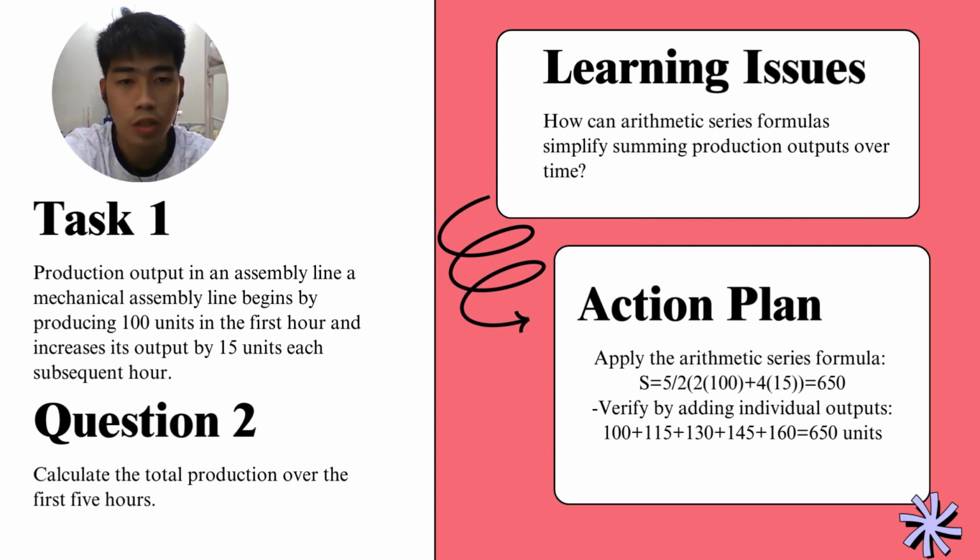Down to the next one, which is the learning issue. How can the arithmetic series formula simplify summing production output over time? The action plan will be to apply the arithmetic series formula: S equals 5 over 2 times 2 times 100 plus 4 times 15, equals 650. To verify it, we add everything up, and using the formula just now it will be 650. So the formula works.